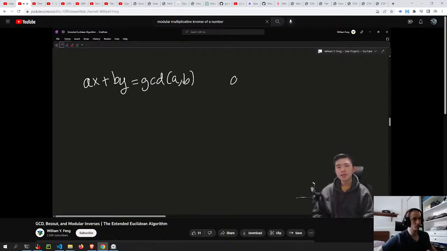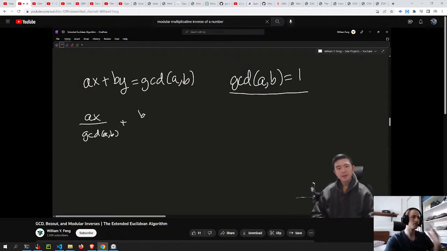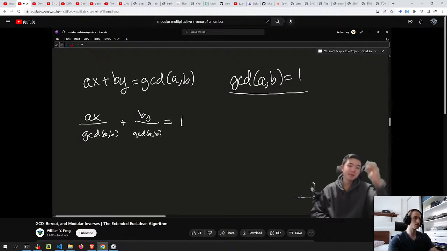Let's take a special case. Let's do GCD of a and b is equal to 1. So these are relatively prime now, and I think this is the way we should do it anyway, because if GCD of a and b is greater than 1, then we can just do ax over that GCD plus by over that GCD equals 1. So we can just essentially scale down a and b such that their GCD is 1.